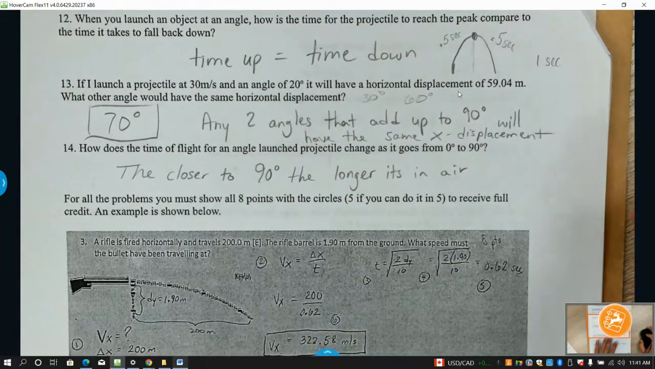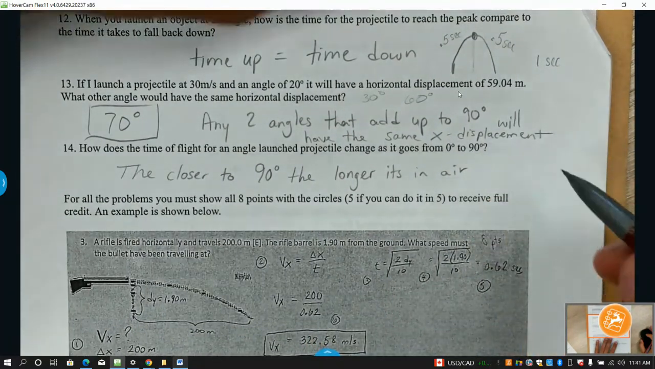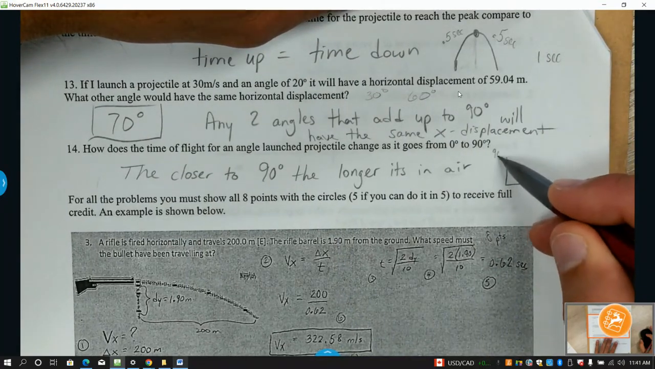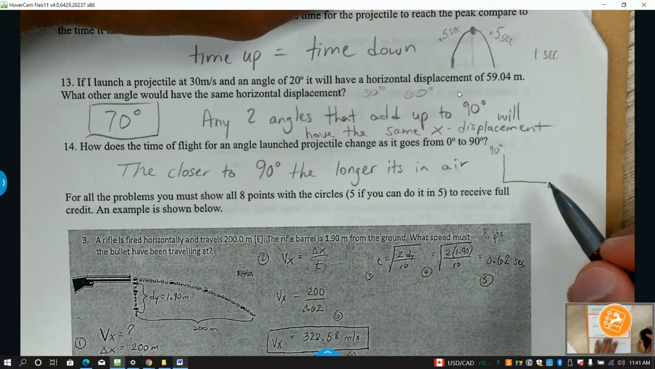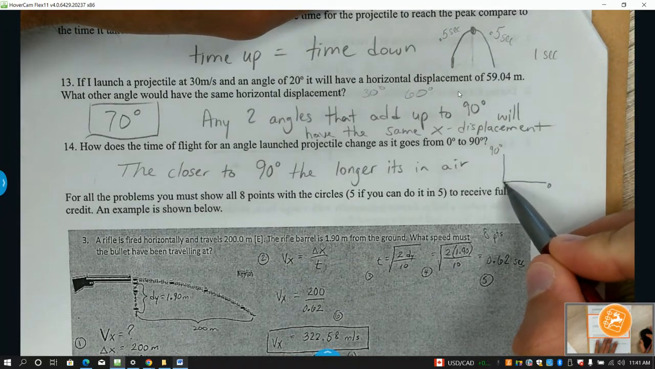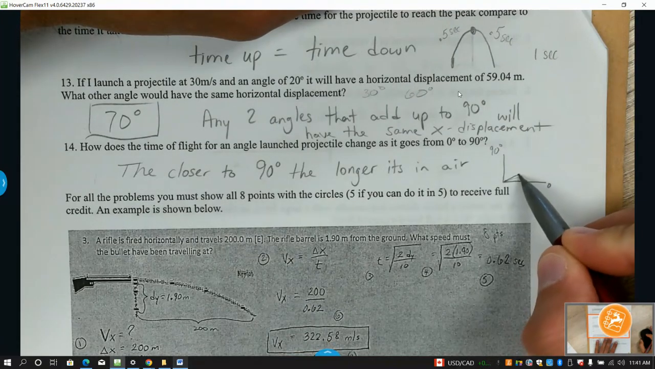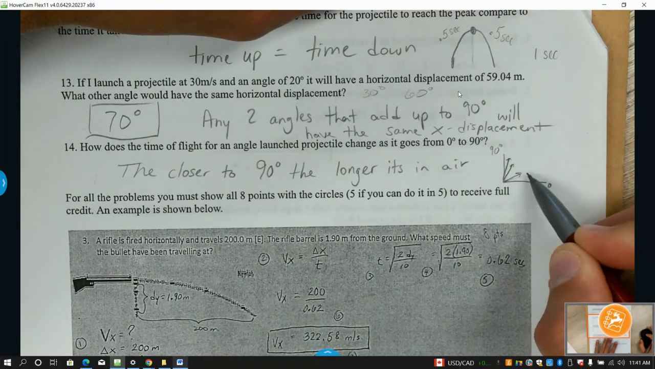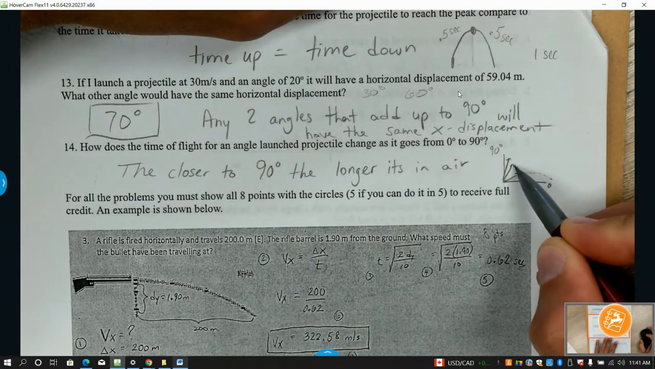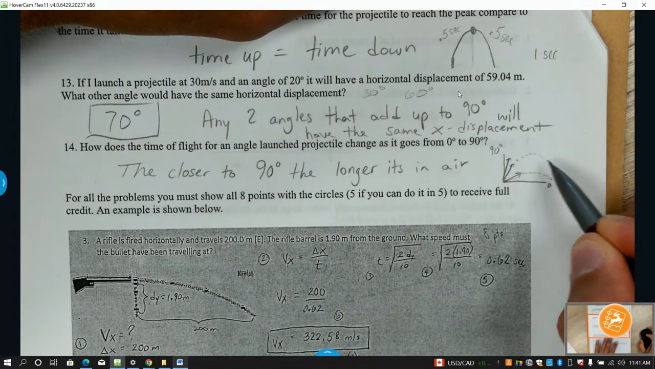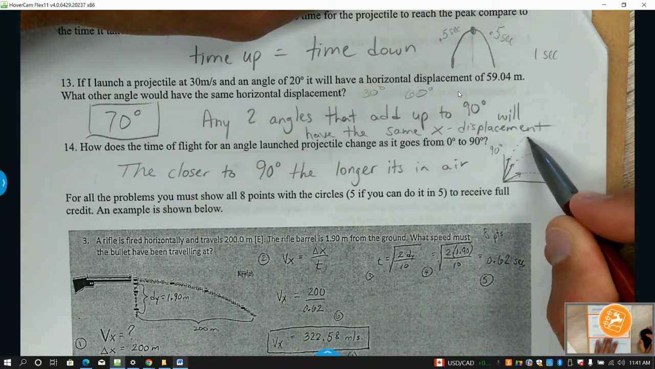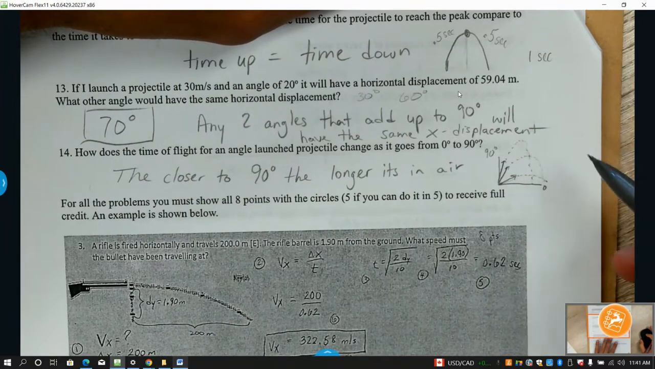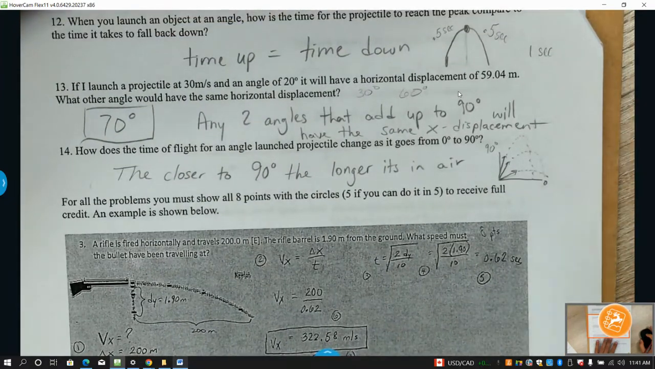And then as our flight angle changes from 0 degrees to 90 degrees, the closer the angle goes towards 90 degrees, think about it, the longer in time it's going to be in the air. It's going to spend more time in the air the closer you get to 90.